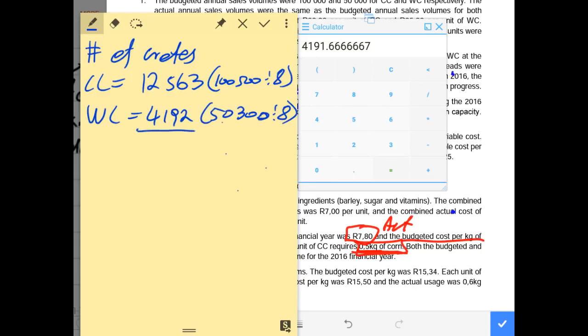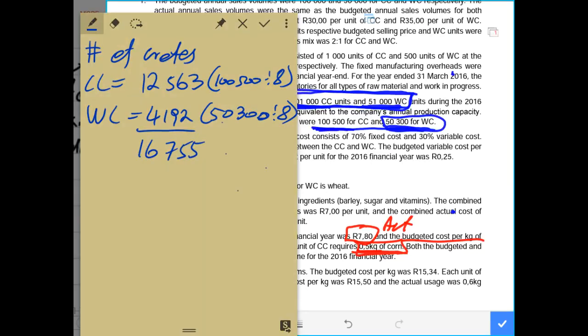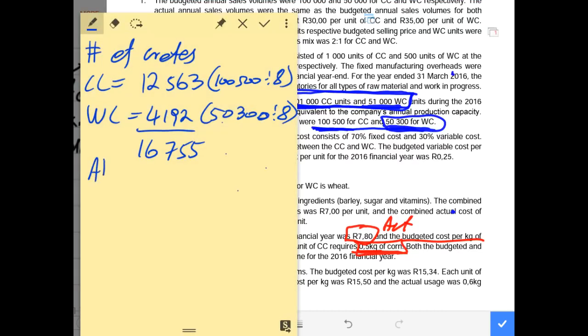So now if we add the two, it will be 4,192 plus 12,563, which gives us 16,755 crates in total for the two products. Therefore, now we can start to do the allocation of the packing process. Then now we start the allocation of packing cost.